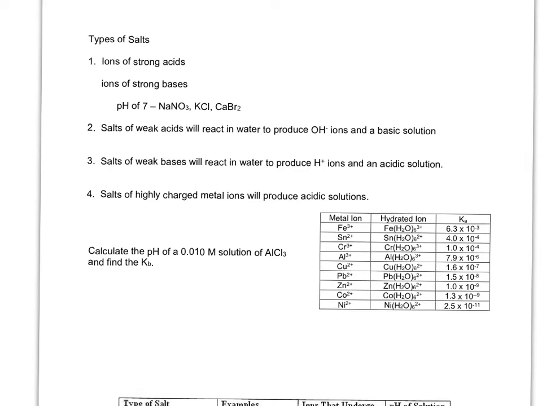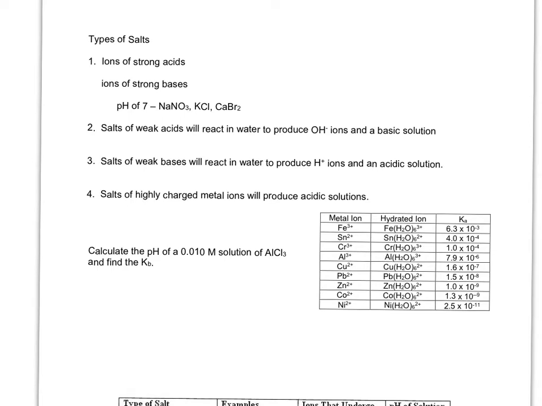So how do you know if a salt is acidic, basic, or neutral? So what you do is you look at the ions that make up that salt and you decide, are they ions of strong acids or bases, or are they ions of weak acids and bases? So let's start with, let's say your ions are of strong acids or strong bases. Let's list those real quick so that you have them in your notes.